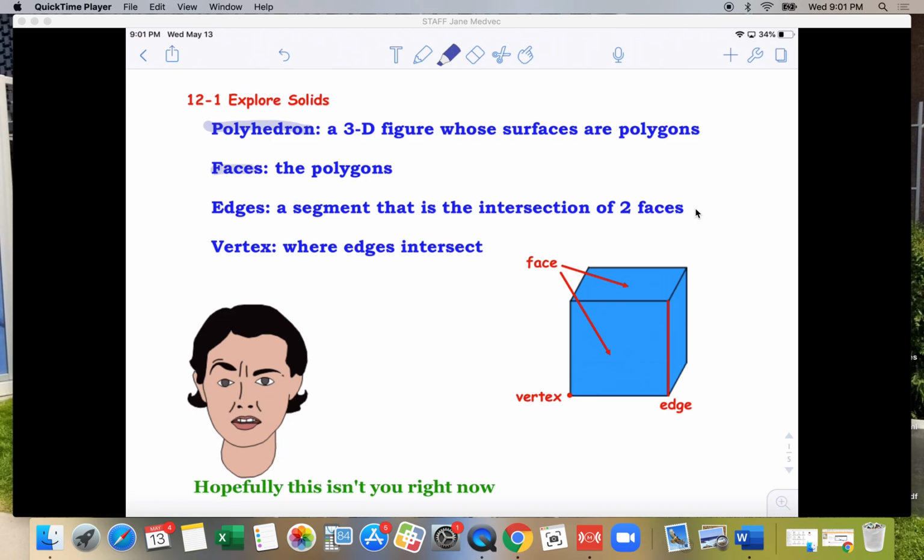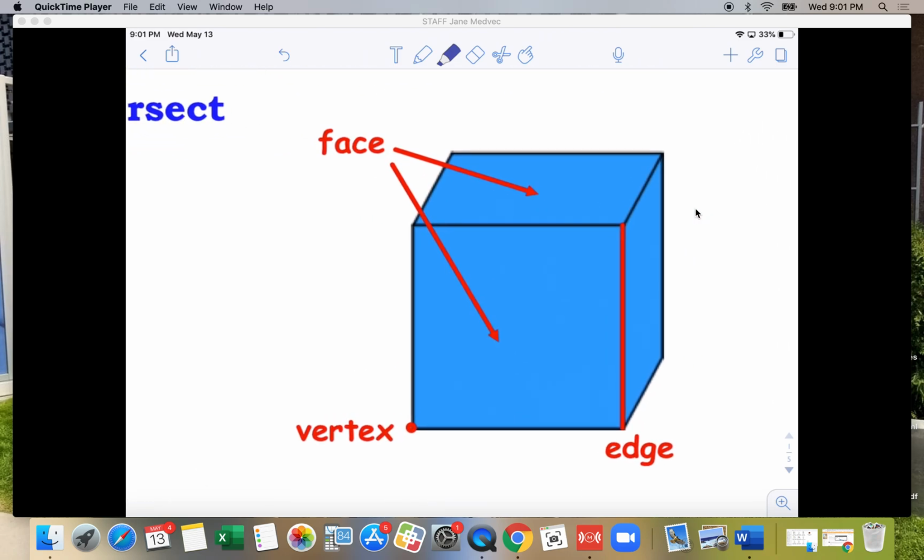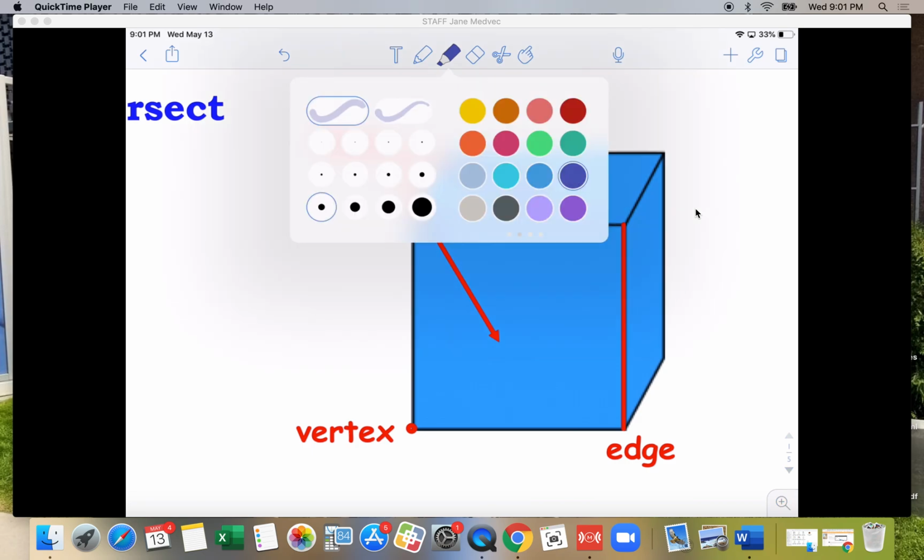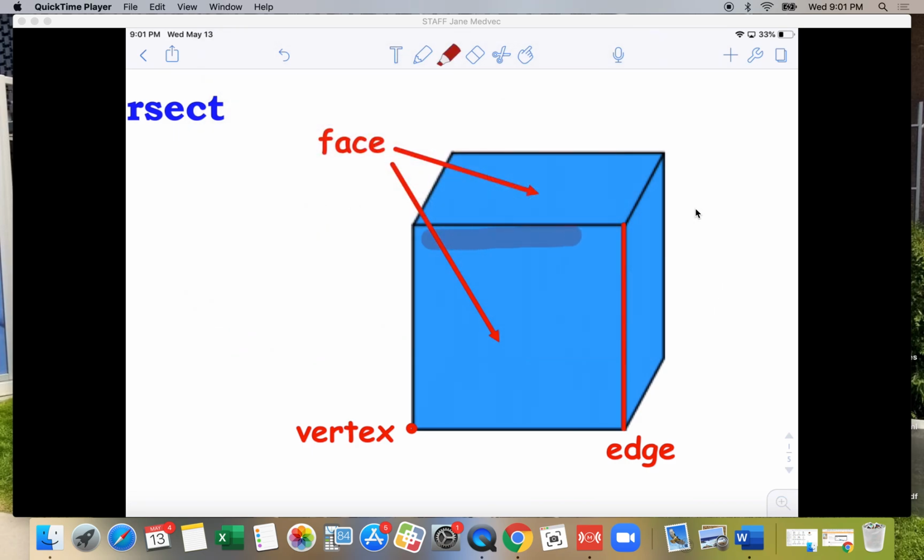Faces. The faces are the polygons of the three-dimensional figure. The edges are the segments that are the intersection of two faces, and the vertices are the points where the edges intersect. If you take a close look at this figure, you're going to see that the faces are the flat surfaces. This is an example of a face. It's this whole polygon here. There's a polygon here. So there's a front and a back, a top and a bottom, and a side and a side. So in this particular one, there are 6 faces.